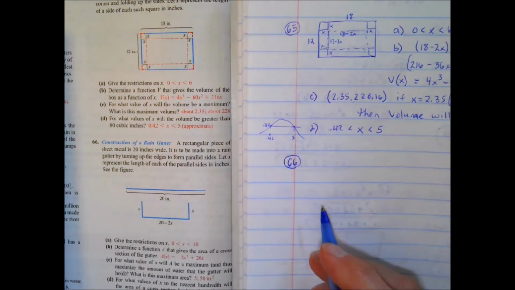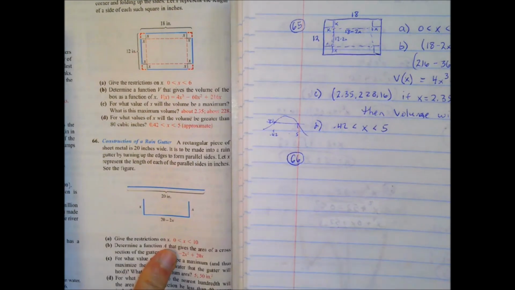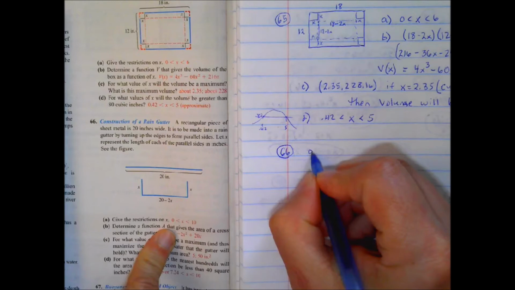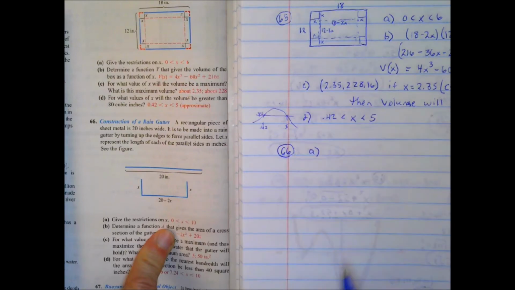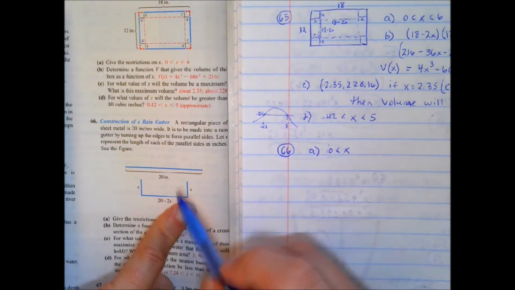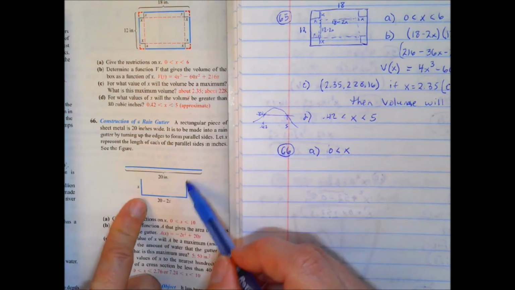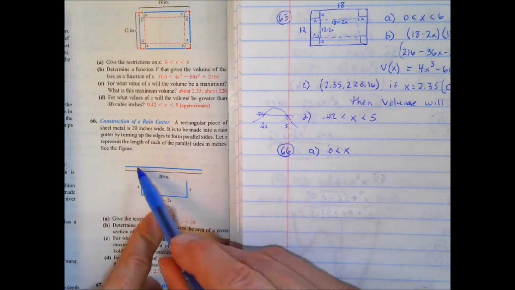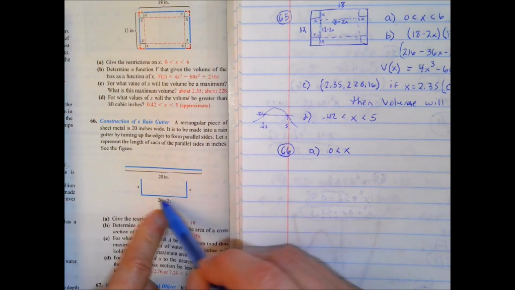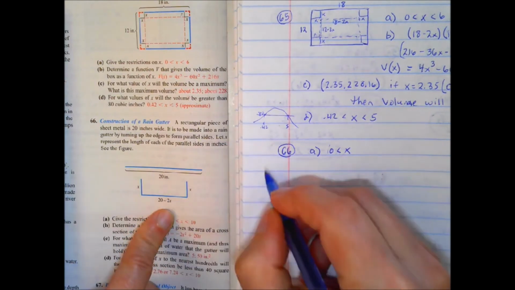Okay, so x has to be greater than 0. And if I made these 10 each, that would take up the whole 20, so it would be no distance for this. It would be more of a V shape if it was 10 and 10, right? We want to have some distance on the bottom, so it has to be less than 10. Okay, we want the area.